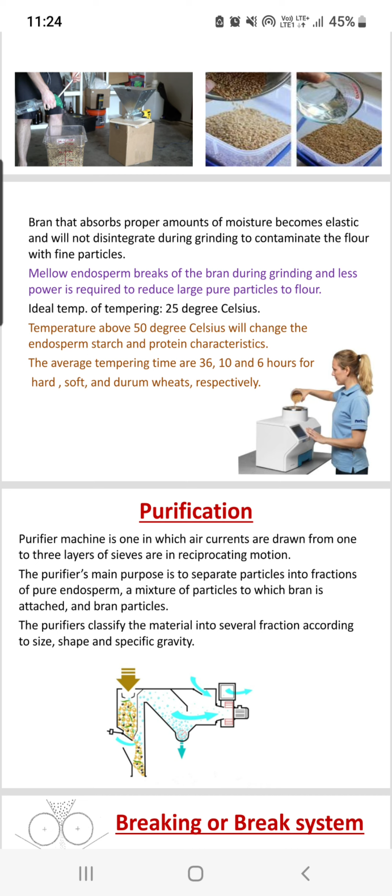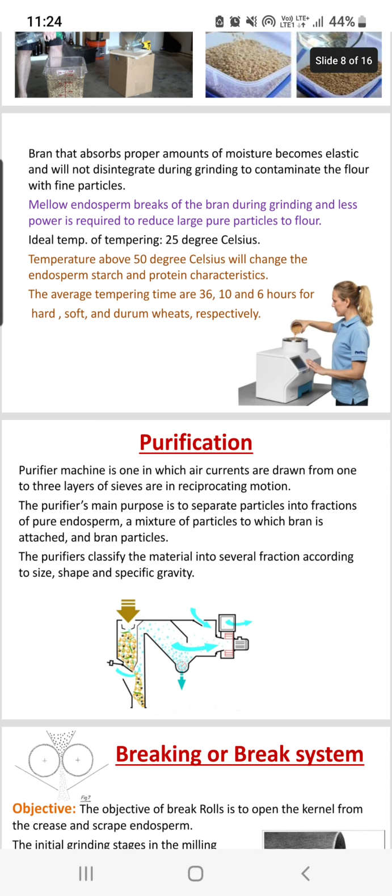Average temperature for tempering is 36, 10 and 6 hours for time is 6 to 36 hours, that for the hard, soft and durum wheat respectively. Like according to the variety of the wheat, the time for the tempering changes. As we know that the wheat is classified as hard and soft wheat. Soft wheat requires less time for tempering, as the wheat grain is of soft type, it requires less time.